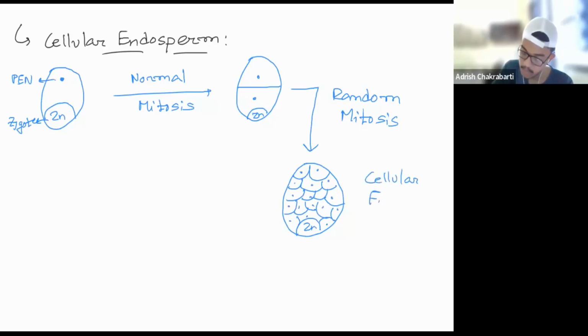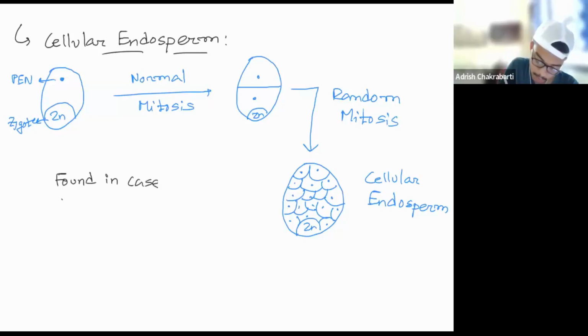So in case of cellular endosperm, what is happening? We have the initial condition, we have a PEN, we have a zygote. The PEN is first normal mitotically dividing and followed by random mitosis, resulting in the formation of this beautiful cellular endosperm. So what is the example? Found in case of petunia.